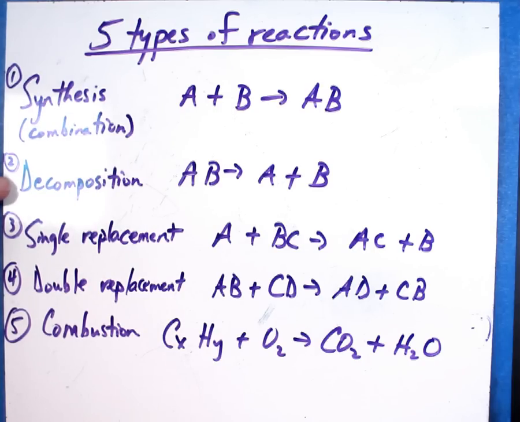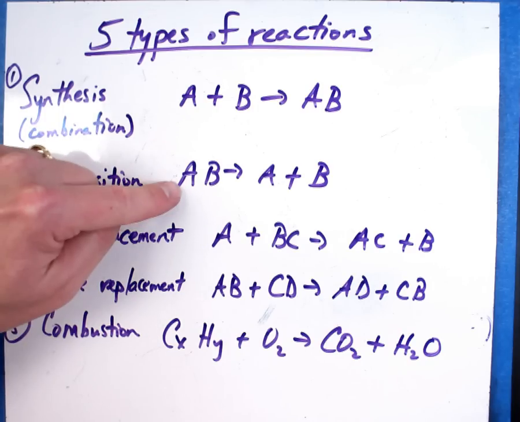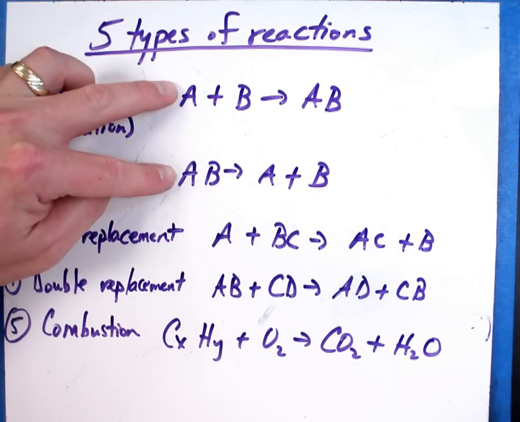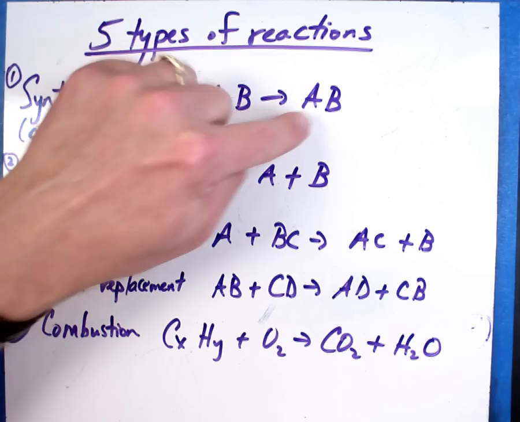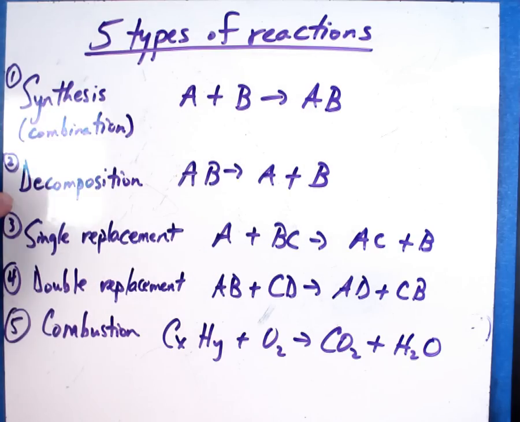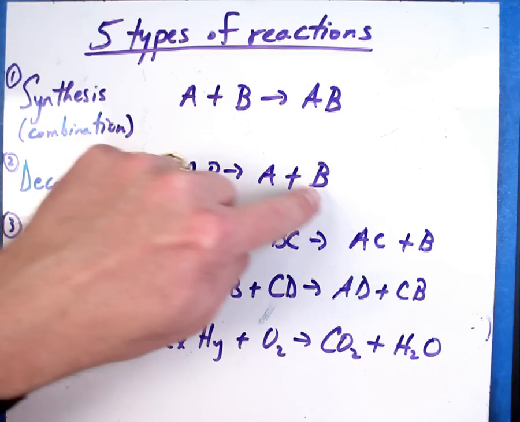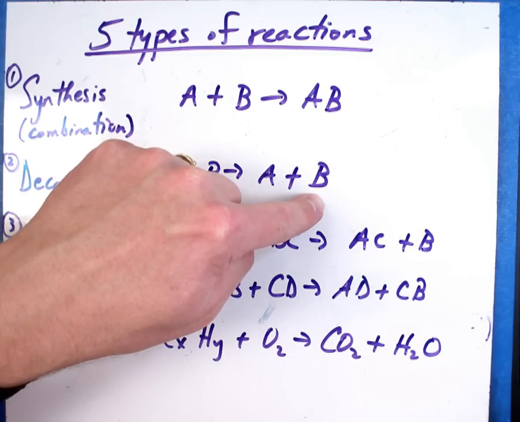The second reaction is called a decomposition reaction. Now, when something decomposes, it breaks down. And you'll notice that in this reaction, you start with one thing and then you break it into its two parts. The first and second reactions here are opposites of one another. You take two singles and combine to make something bigger. Or in a decomposition reaction, you break a big substance down, you split it in half into its two parts. So they then break apart.